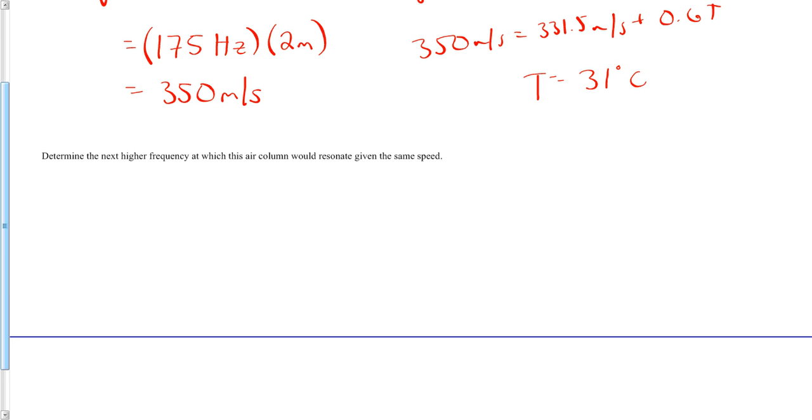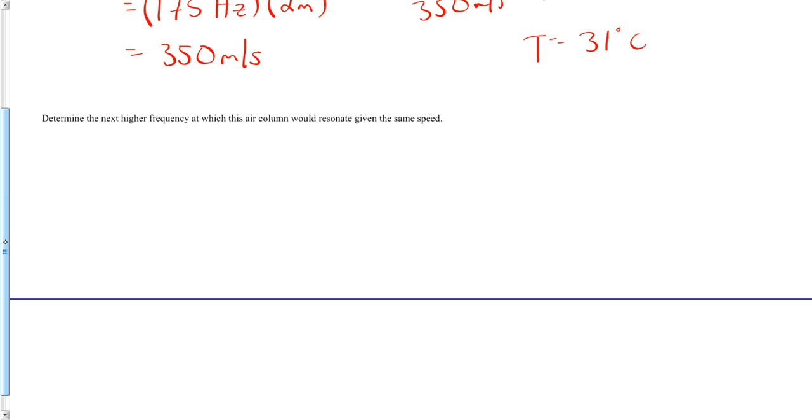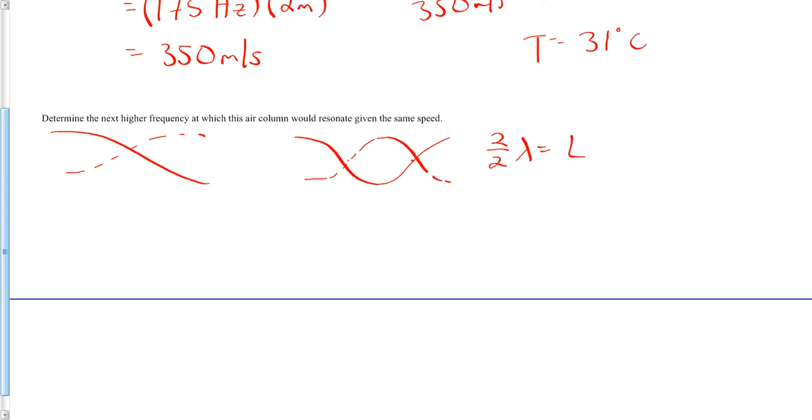That's the next higher frequency, which would generate a resonant pattern. Now, you have to look at what the next resonant pattern would be. The first one is this. What would the next one look like? We have 2 nodes and antinodes at the ends. So we have a full wave. So we have a 1 meter wavelength there.